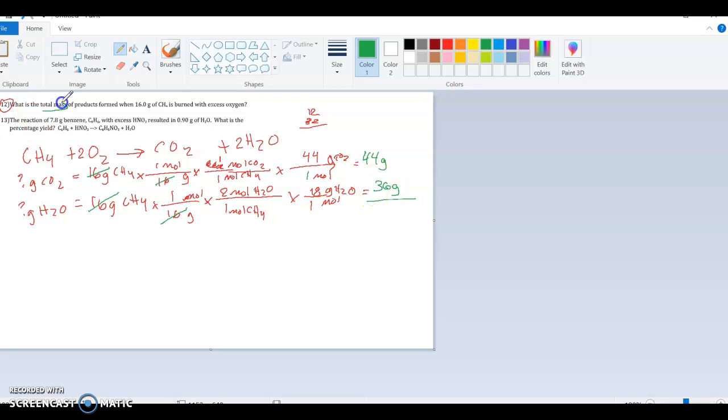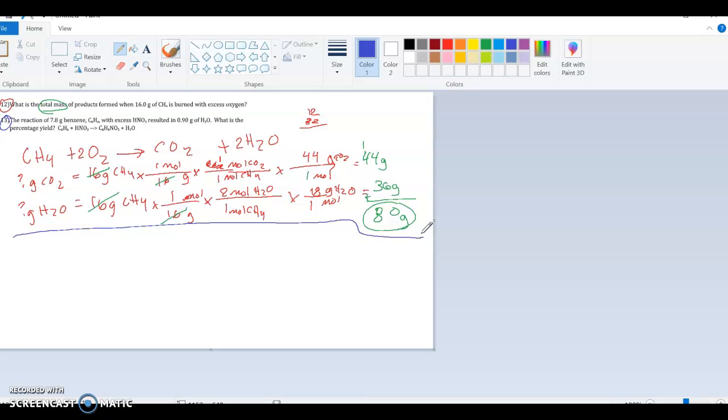Now the problem asks, what's the total mass of the products? So here I want to add up the 2. 44 plus 36. We're looking at 80. About 80 grams of products. Okay, let's go to our second one.